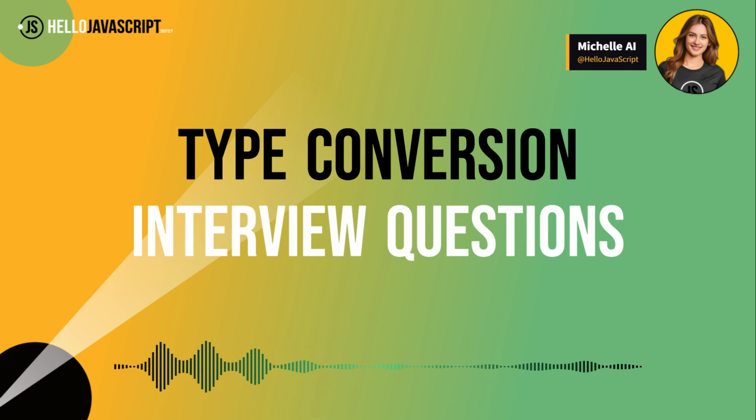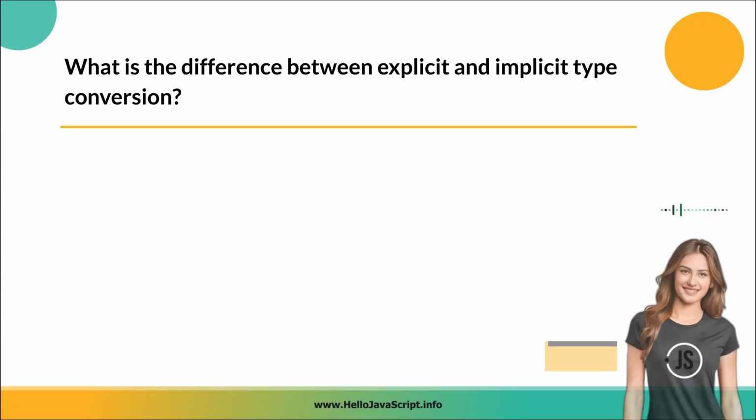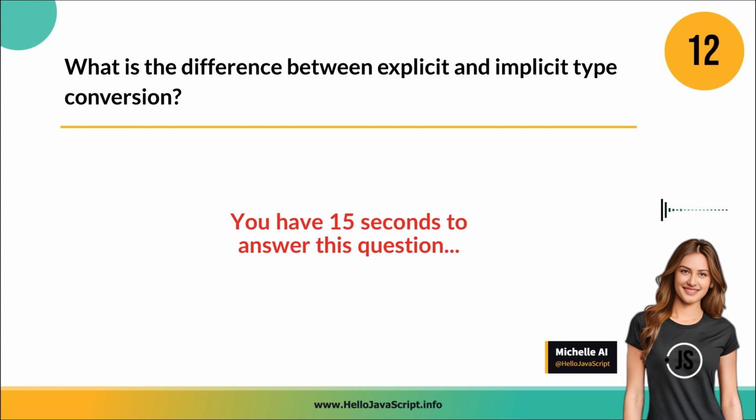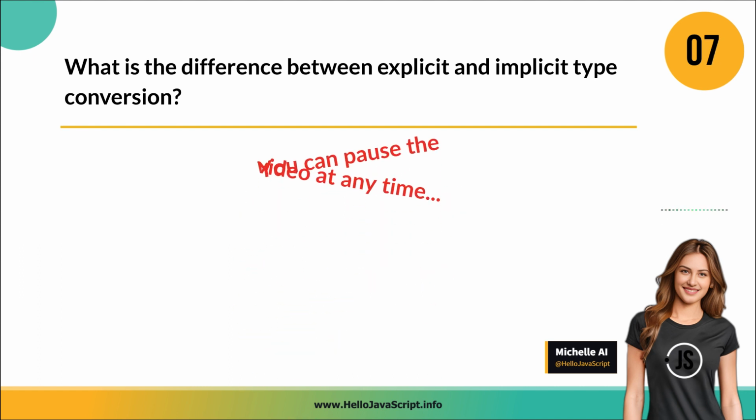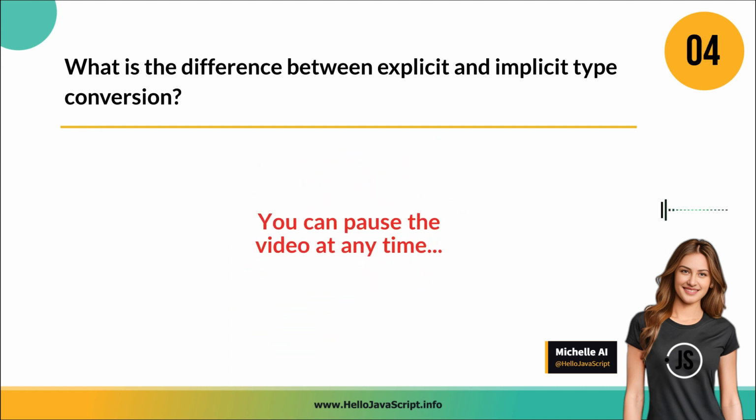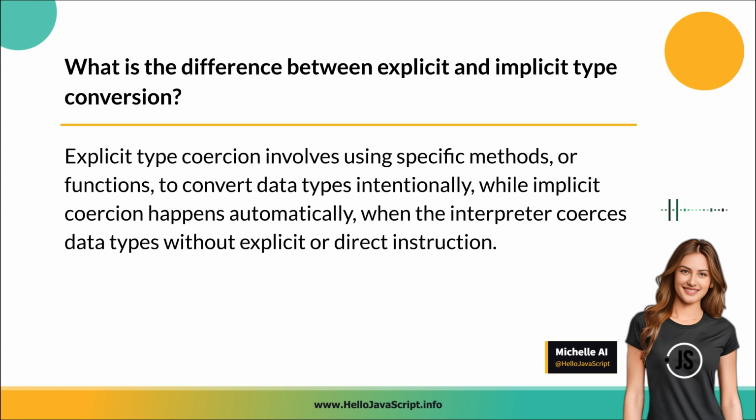So, let's get started with the first question. What is the difference between explicit and implicit type coercion? The interview response is: explicit type coercion involves using specific methods or functions to convert data types intentionally, while implicit coercion happens automatically when the interpreter coerces data types without explicit or direct instruction.